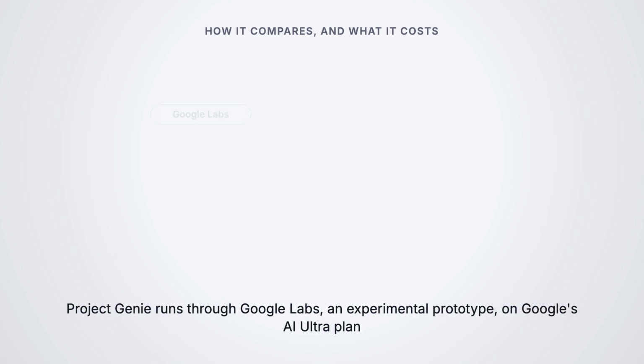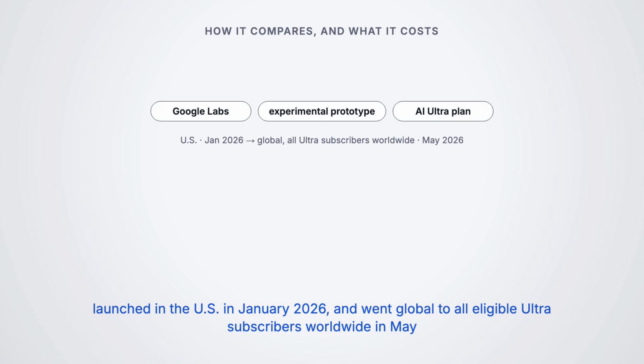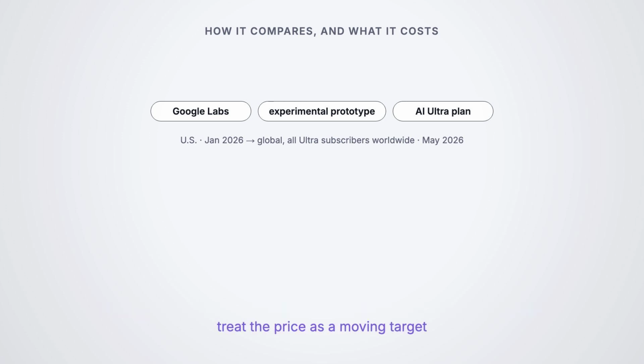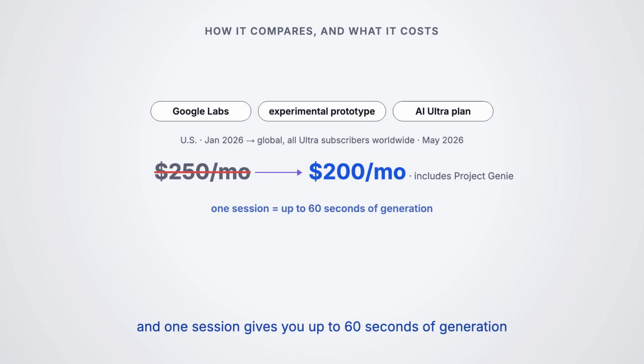As for using it, Project Genie runs through Google Labs as an experimental prototype on Google's AI Ultra plan. It launched in the United States in January 2026 and went global to all eligible Ultra subscribers worldwide in May. Treat the price as a moving target. It was reported around $250 a month early on, then Google restructured to a $200 a month tier that includes Project Genie by mid-year. And one session gives you up to 60 seconds of generation.